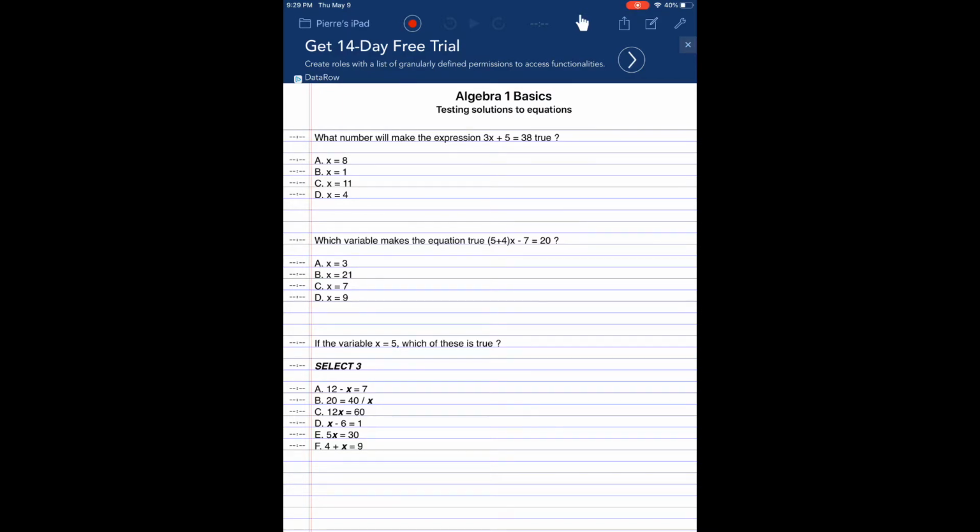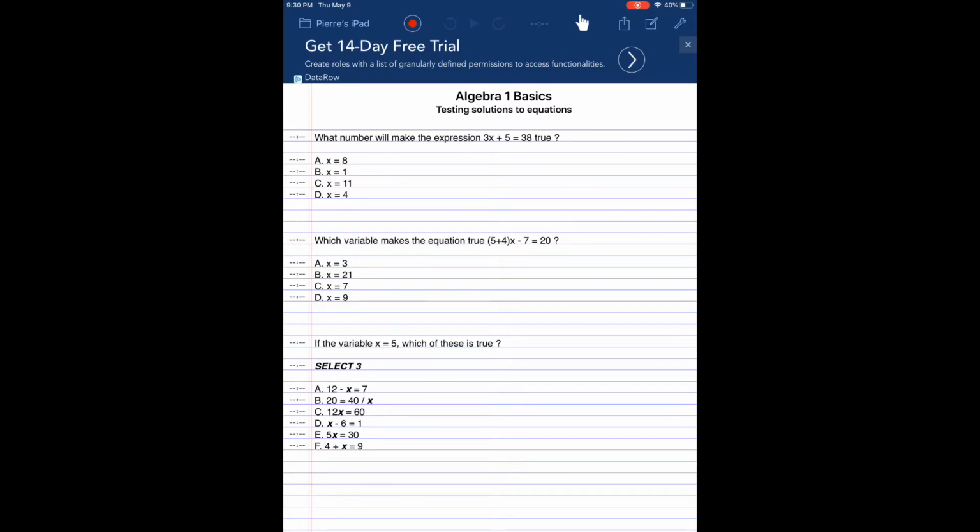Today we're going to be going over, as you can see from the title, Algebra 1 Basics, more specifically testing solutions to equations. So we're going to hop right into this. First thing that we need to know is that in algebra, this is when we start incorporating letters into equations, right? And we have to understand what those letters mean. Usually they represent numbers. In this sense, they're going to represent numbers, and I'm going to show you how to figure out what numbers they represent based off an expression and which number will make that expression true.